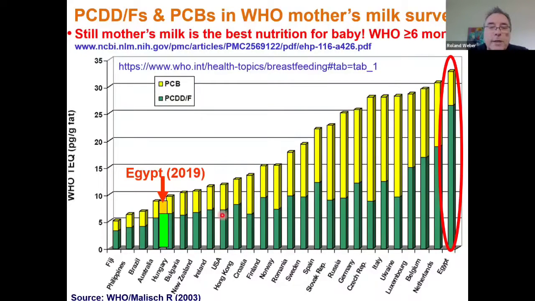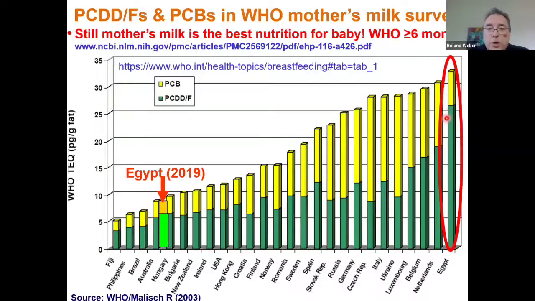And what you see here is the result of dioxin measurements in human milk of the WHO human milk study. The green one is the dioxins in human milk from different countries, including Egypt. And the yellow one is the concentration of dioxin-like PCBs. And you see in the study in 2003, Egypt had the highest dioxin level in human milk from all countries which have participated. And also a little bit of PCB contamination.